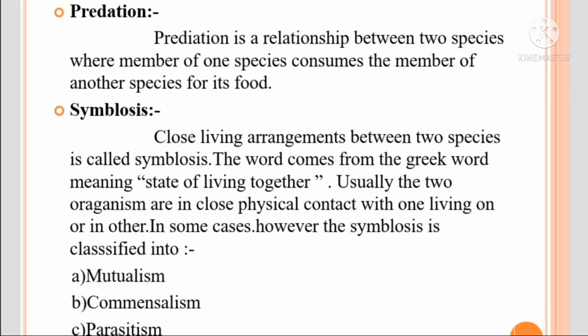Predation is a relationship between two species where a member of one species consumes a member of another species for its food. Symbiosis, a close living arrangement between two species, is called symbiosis. The word comes from a Greek word meaning state of living together. Usually the two organisms are in close physical contact, with one living on or in the other. Symbiosis can be classified into mutualism, commensalism, and parasitism.